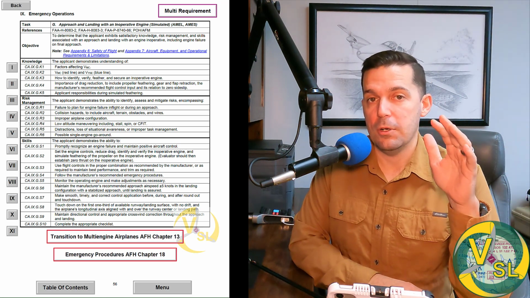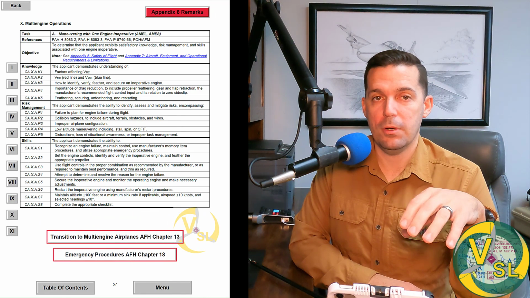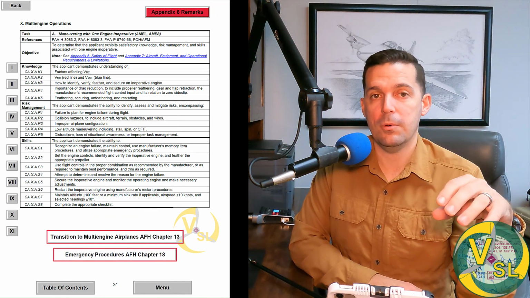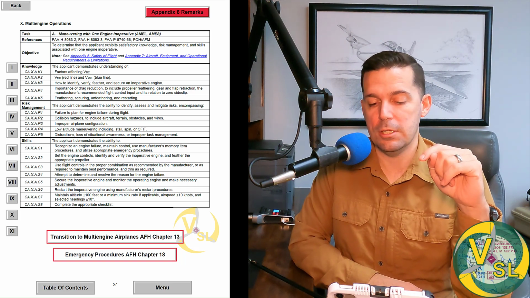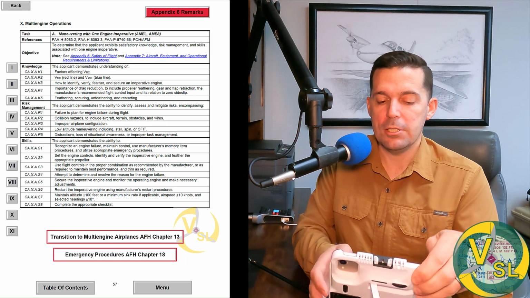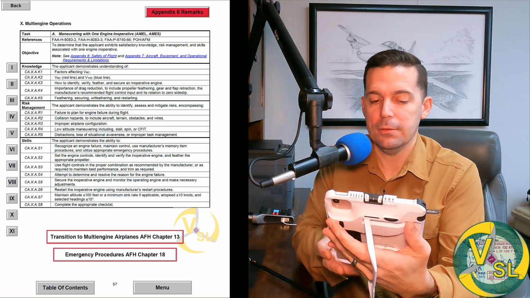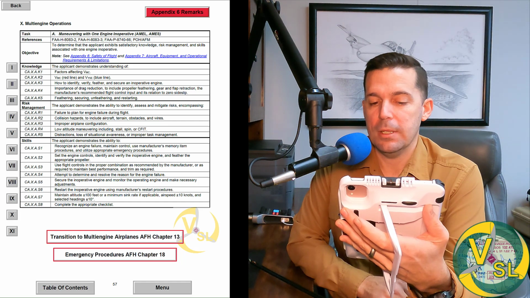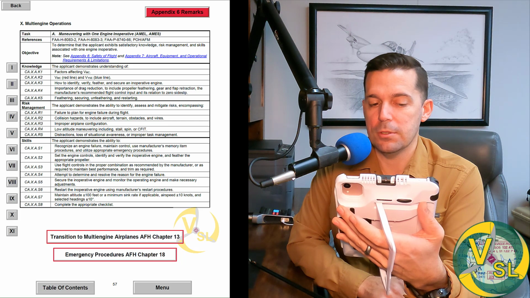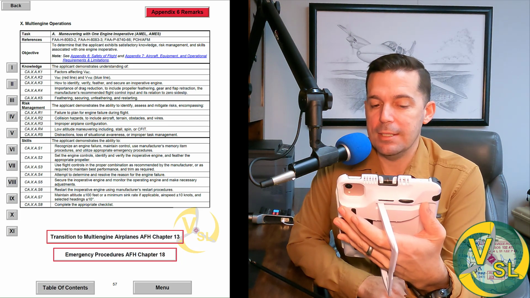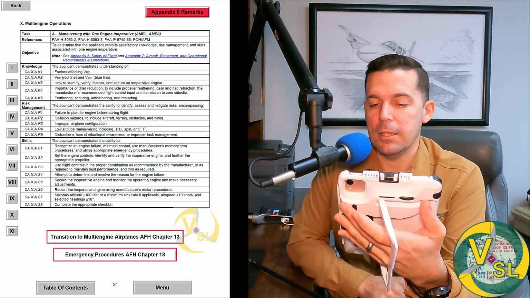Now we're into Area of Operation 10. This is multi-engine operations. So we have to do everything in Area of Operation 10. And we're going to start with Task A, which is maneuvering with one engine inoperative. There are 8 skills here. Skill 1, recognize an engine failure, maintain control, use manufacturer's memory item procedures, and utilize appropriate emergency procedures. Skill 2, set the engine controls, identify and verify the inoperative engine and feather the appropriate propeller. Skill 3, use the flight controls in proper combination as recommended by the manufacturer or as required to maintain best performance and trim as required.